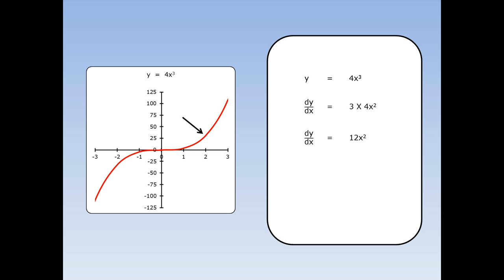Now if I want to know exactly what the gradient is when x is 2, I substitute in x is 2. Dy by dx is 12 times 2 squared, which is 48. So the gradient of y equals 4x cubed when x is 2 is 48.